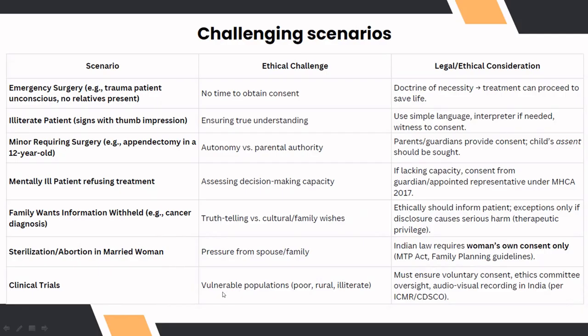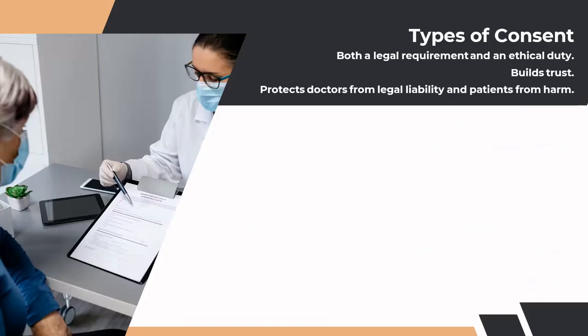Vulnerable population in clinical trials, you must ensure voluntary consent and there has to be an ethics committee oversight and audiovisual recording as per ICMR guidelines. So these are some of the scenarios where you are commonly asked what to do about consent. We have put an ethical challenge that arises in the scenario and the legal ethical consideration. So a slide that may be very useful when you come across these scenarios in practice.